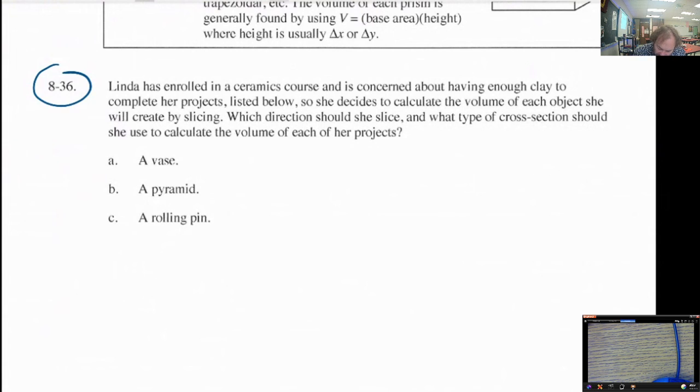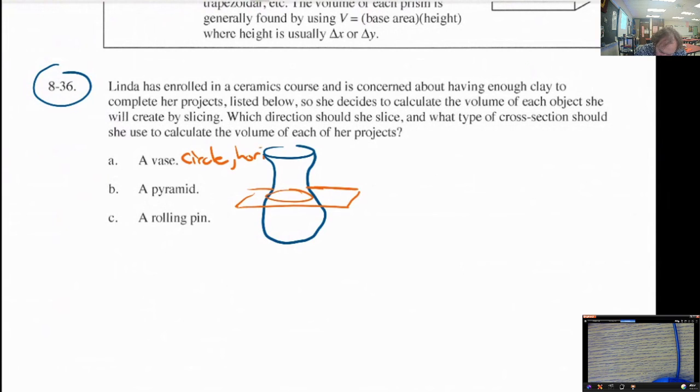So a vase, I'm thinking of a vase that looks kind of like this, maybe something like that. I think in that case, it makes sense to slice it horizontally. And I think the cross-sections would be circles. So I think this is a circle problem. Circle, and I'm going to put the word horizontal on there. I'm going to write right over my picture because I did not think about how to map that out.